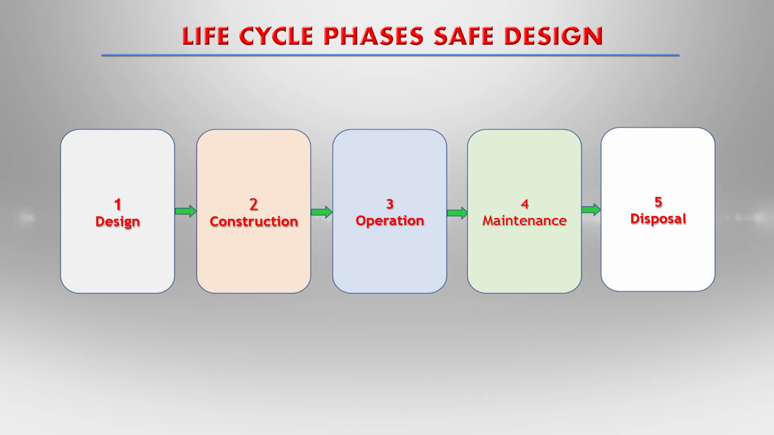Once for one night after 2 years, then maintenance will start in phase 4. Therefore, after good quality of maintenance, operation will continue. If there is poor quality of maintenance, then it will lead to the disposal, stage 5. That is the end of the life cycle of the safe design.